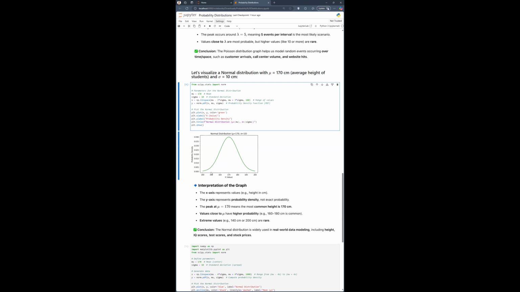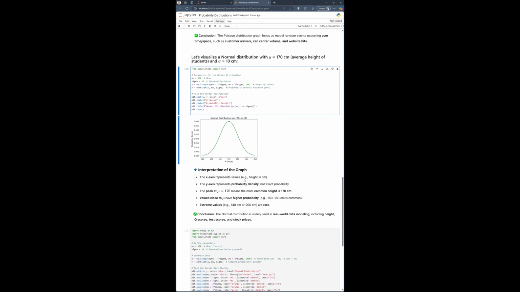So here, if you see, this will look like this because it's a normal distribution, right? It is symmetrical around the mean, 170. And if you calculate the spread using the sigma and mu, 68% of the data will come within plus or minus one standard deviation.